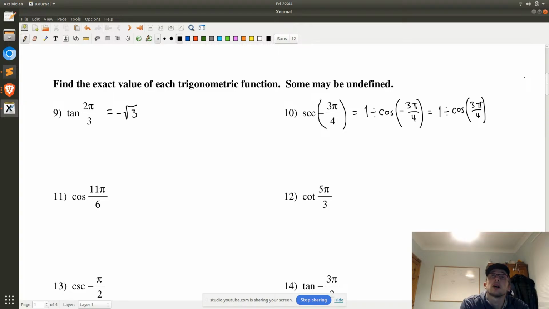And pi is 180. So 3/4 of pi is 135. So cosine of 135 degrees. Let's see. That goes down 135 degrees. So goes 0 down to 90. Root 2 over 2, negative root 2 over 2. 1 divided by negative root 2 over 2, that's negative 2 over root 2, I believe. Let's check.